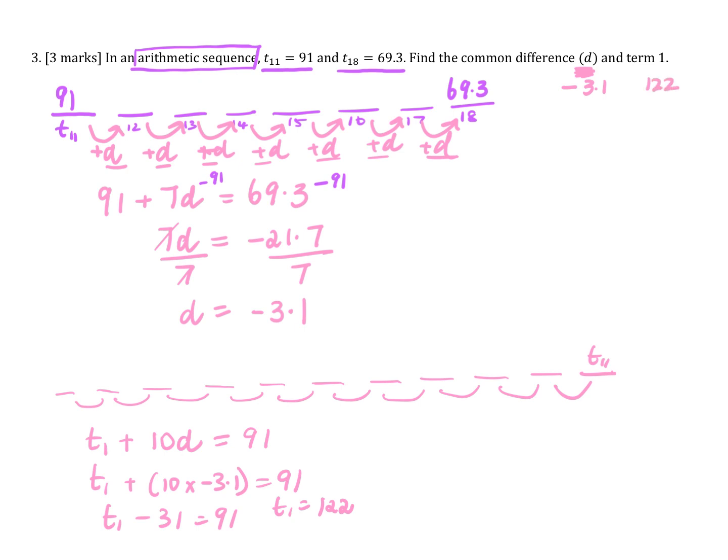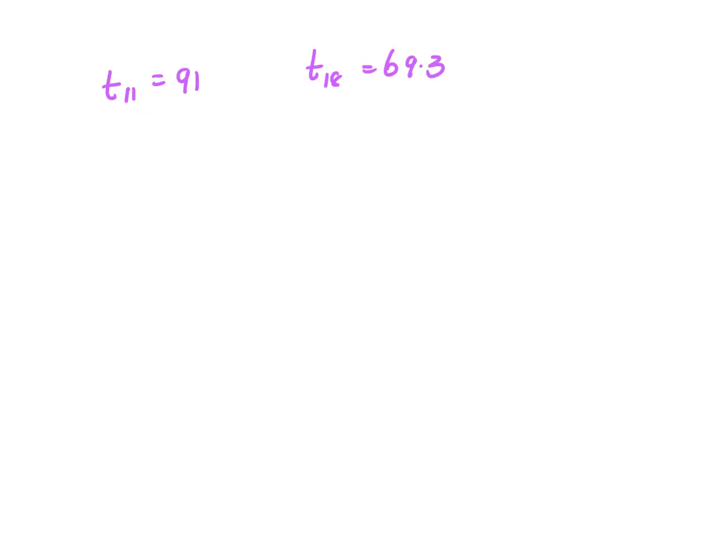Now, that is one way of solving the problem. It was a little bit mucky doing it that way, but there's another way that we could think about. So let's start it all over again. This is the information we've got. Term 11 is 91, term 18 equals 69.3.